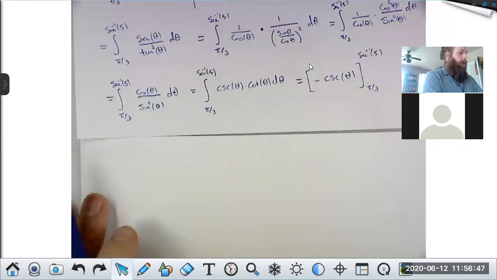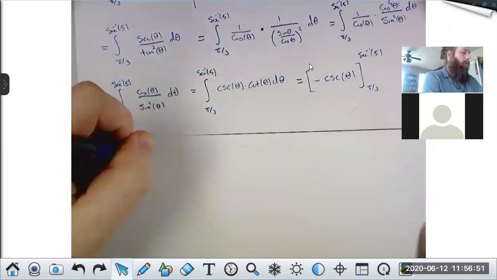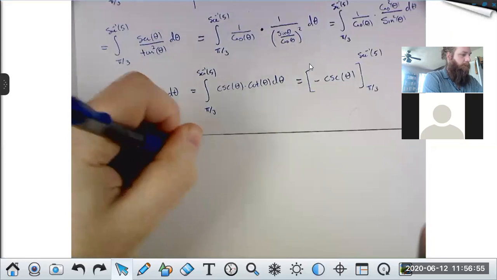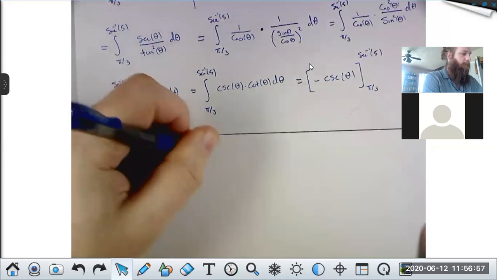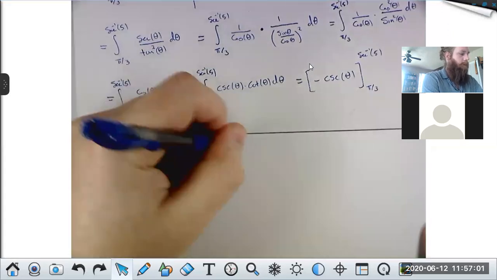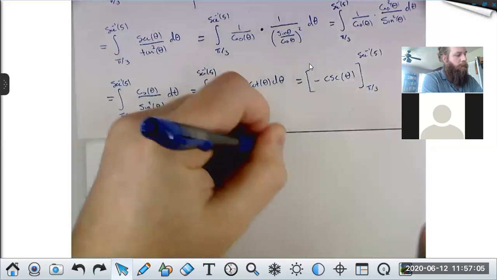So from here, what I need is the negative cosecant of the inverse secant of 5 minus the negative cosecant of pi over 3.